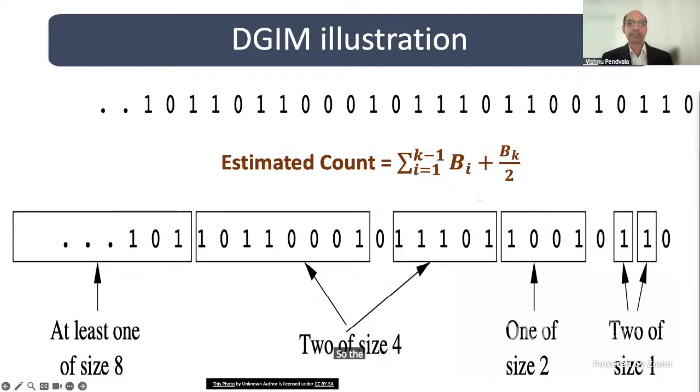So the idea is to count the number of ones in all these buckets. The first term is the sum of all the ones in all these buckets. And the last term is half of the last number of ones in the last bucket. Why do we take half? We'll talk about it a little later. Because this is the source of error, the bucket is still forming, right? So that's the reason why we divided by 2. Why 2, we'll come to that in a little while. But for now, just hold on to that thought.